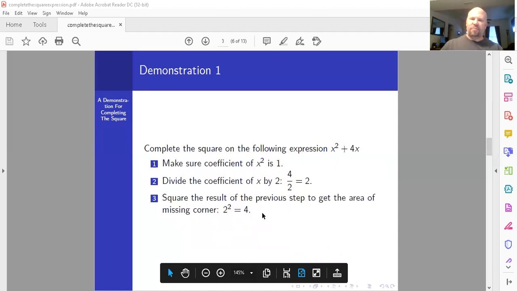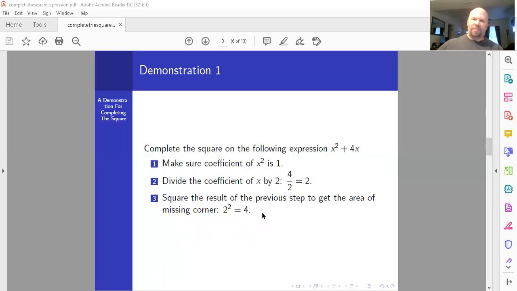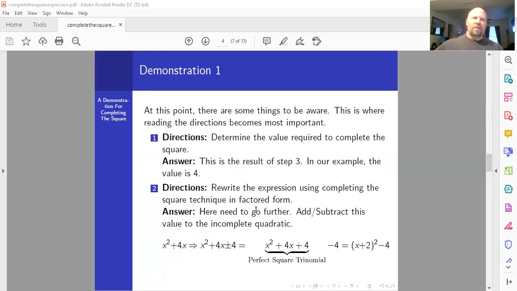Now that ends pretty much the idea of completing the square, okay? At this point, there are some things we have to be aware of. This is where reading the directions in your problem becomes very, very important. If you have directions that say, determine the value required to complete the square, then our last step, when we square half the coefficient of x, that would be the result. That would be the answer to this question. In our example, it would be 4.